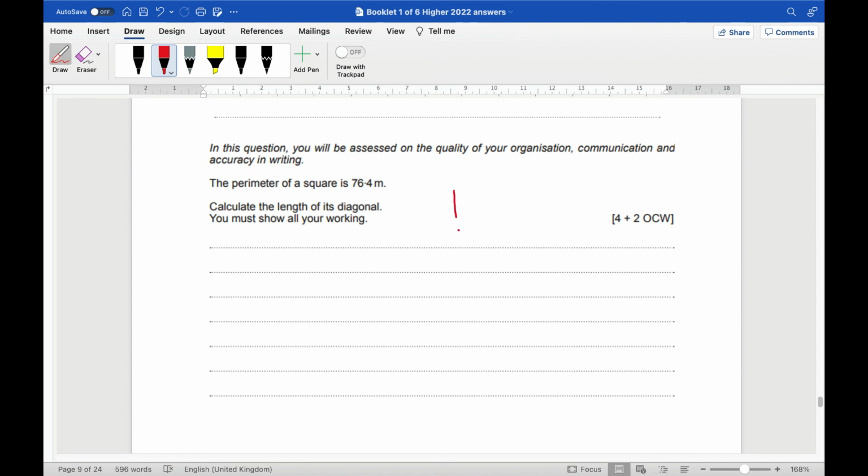The perimeter of a square is this. Calculate the length of the diagonal. You wouldn't spot this was one of these questions, would you? Potentially not, until you did that and you thought, well, what is a diagonal of a square? It's that, and I want to know it. Okay, maybe now you might click, oh, hang on a minute.